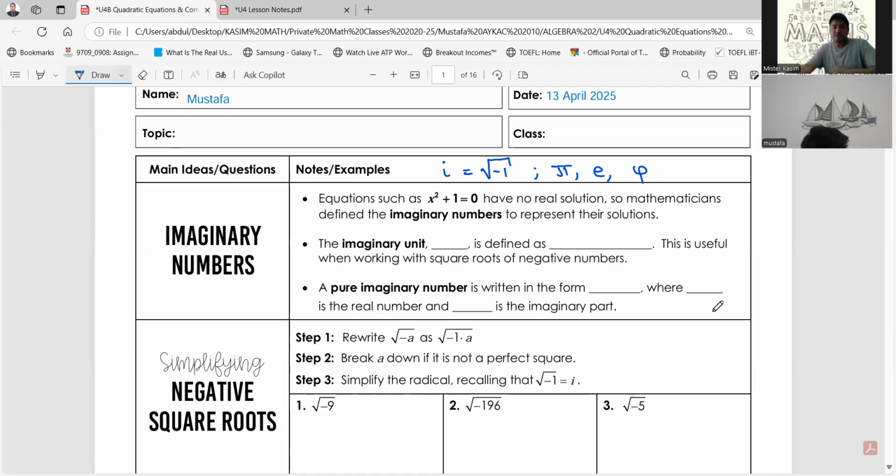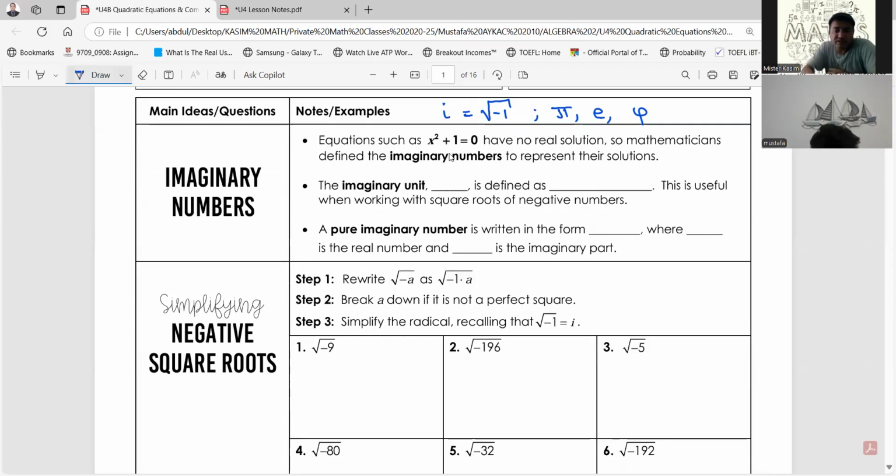Anyway, equations such as x squared plus 1 equals 0 have no real solution. So mathematicians defined the imaginary numbers to represent their solution. Why? Because they felt a need to define this. The imaginary unit, what is that? That is i. It is defined as i equals the square root of -1. This is useful when working with square roots of negative numbers. A pure imaginary number is written in the form here.